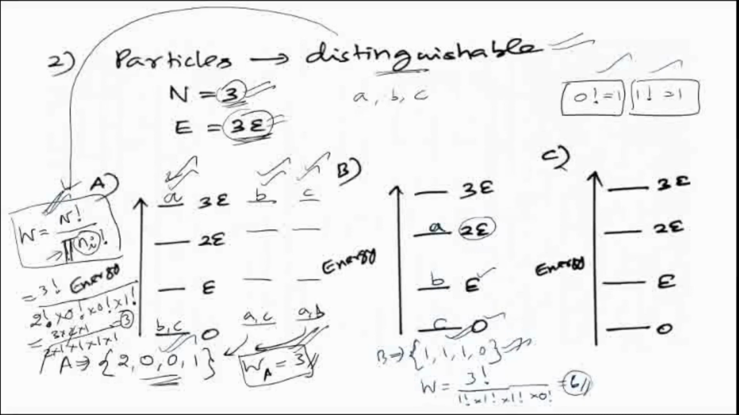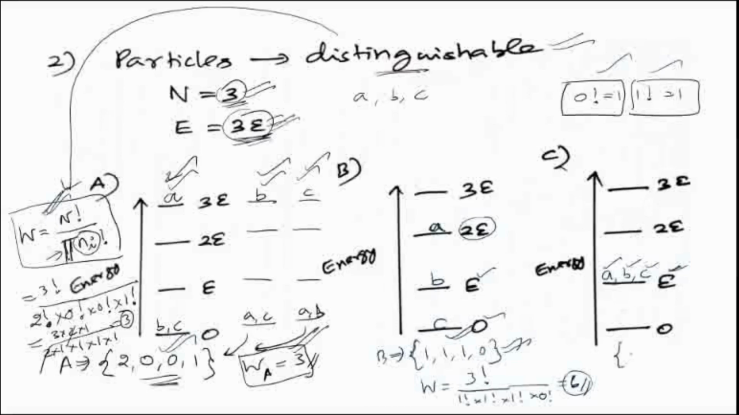Now, is there any other way of getting the total energy as 3E? Yes, we have another way. What is that? Place all the particles A, B, C at energy level E. Now, for particle A, energy is E. For particle B, energy is E. For particle C also, energy is E. So the total energy is E plus E plus E, 3E. So you can get the total energy 3E by distributing the particles in this way also.